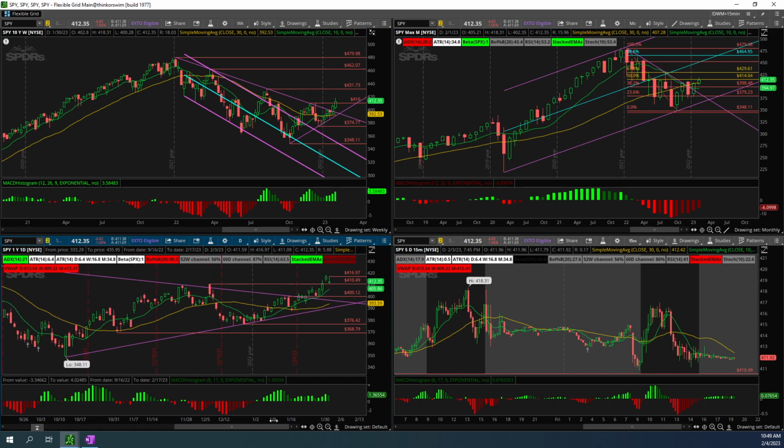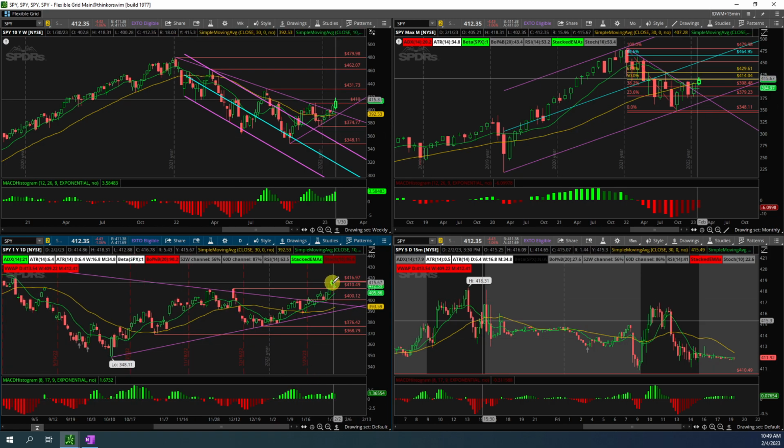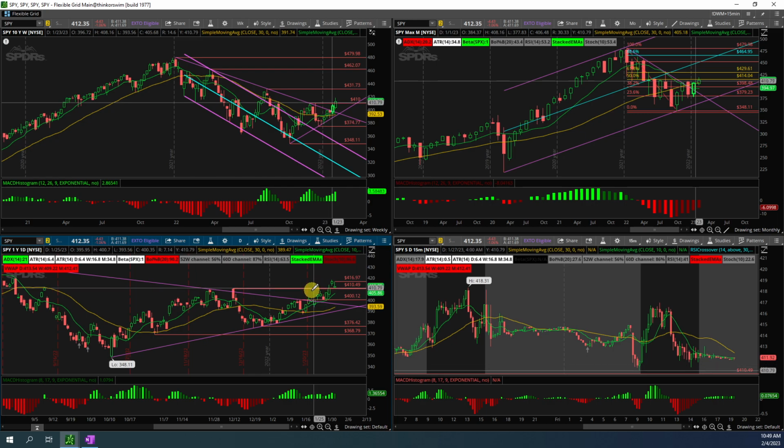So we did have an attempt to go higher on Friday, but it actually came back down and touched and it's threatened the 410 again. So we'll see what it's going to happen in the MACD.